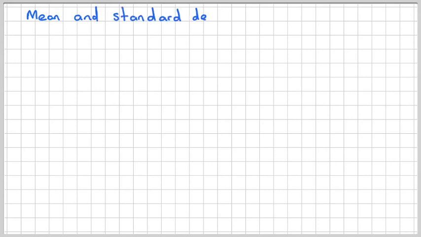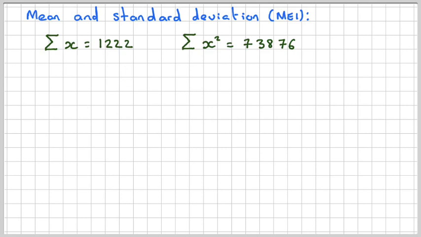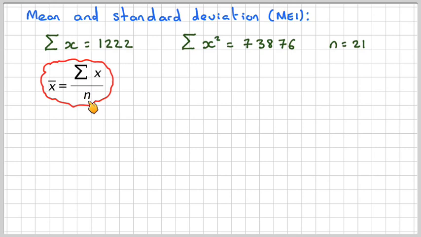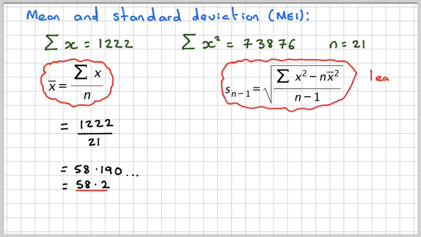Right, so calculating the mean and the standard deviation, bearing in mind that this video is for the MEI exam board. So we were given that sigma x is 1222 and sigma x squared is 73876, and n will be 21. So the mean is the sum of x divided by n. So we just need to do 1222 divided by 21, which will give me 58.190, and then correct to 3 significant figures, 58.2.